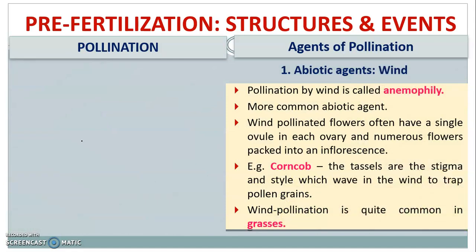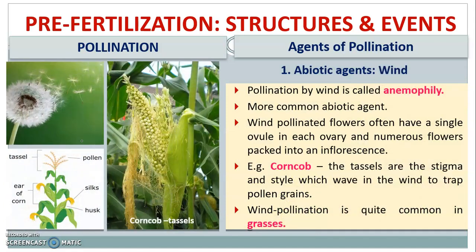So let's start with the abiotic agents. The first abiotic agent is wind. Wind is a non-living component, and the pollination caused by the wind is known as anemophily. This is the most common abiotic agent for all types of terrestrial plants, meaning plants which grow on land. By the action of the wind, the pollen grain travels through the wind and reaches the compatible stigma for the further mechanism of fertilization.